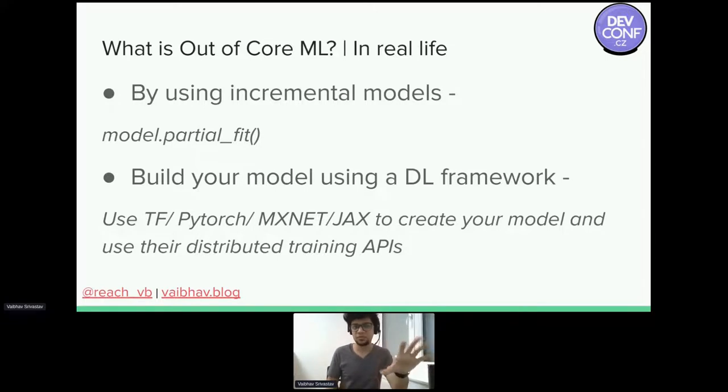So both of these methods are equally used in practice. If you're more deep learning focused, then you would want to use, say, PyTorch or TensorFlow or JAX nowadays. But if you're building statistical models, then you would want to just use something like Dask along with scikit-learn to do partial fit for large data use cases.